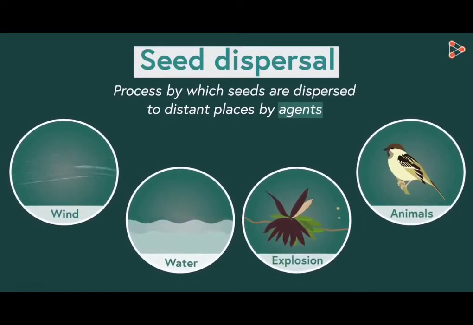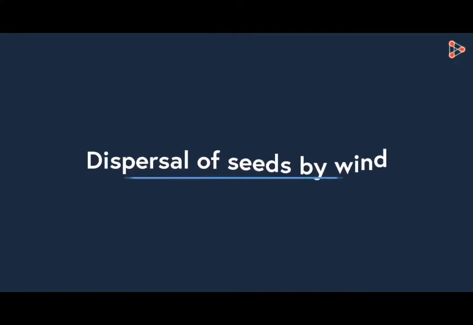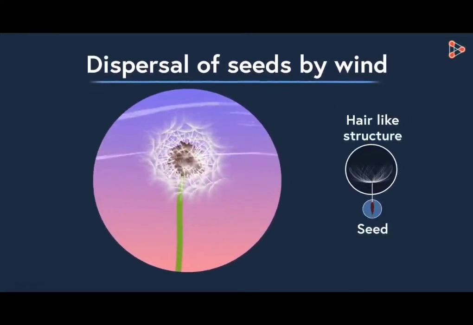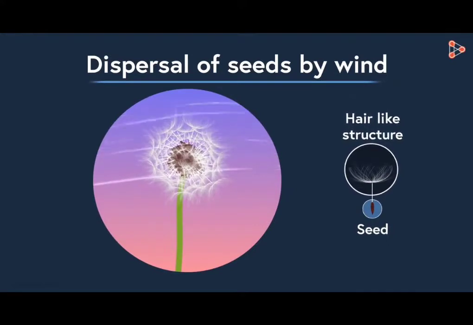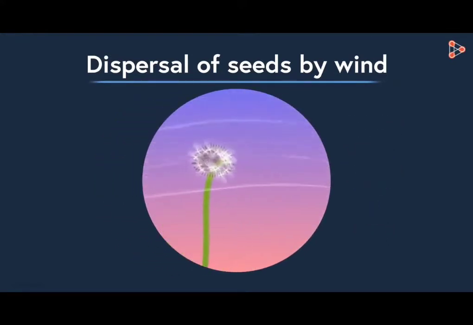Let's now discuss this process in detail. Our first agent of dispersal is the wind. Seeds of plants like dandelions have parachute-like or hair-like structures attached that are so light in weight that they easily get carried away by the wind. Thus, even the seeds get carried to distant places.